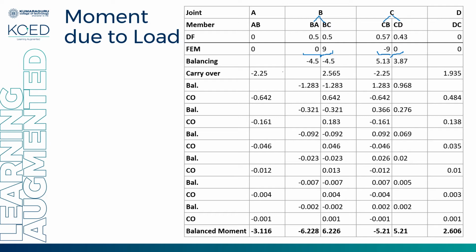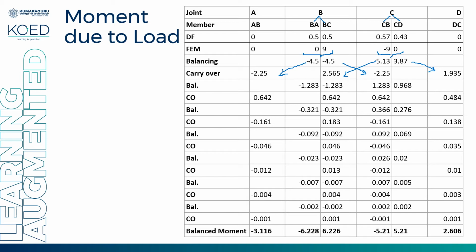After balancing, these moments will be carried over to the nearer joints. From B it will be carried over to A, and from B it will be carried over to C. Similarly, from C it will be carried over to B, and from C it will be carried over to D. There will not be any carryover operation from any fixed support to the nearer joint.